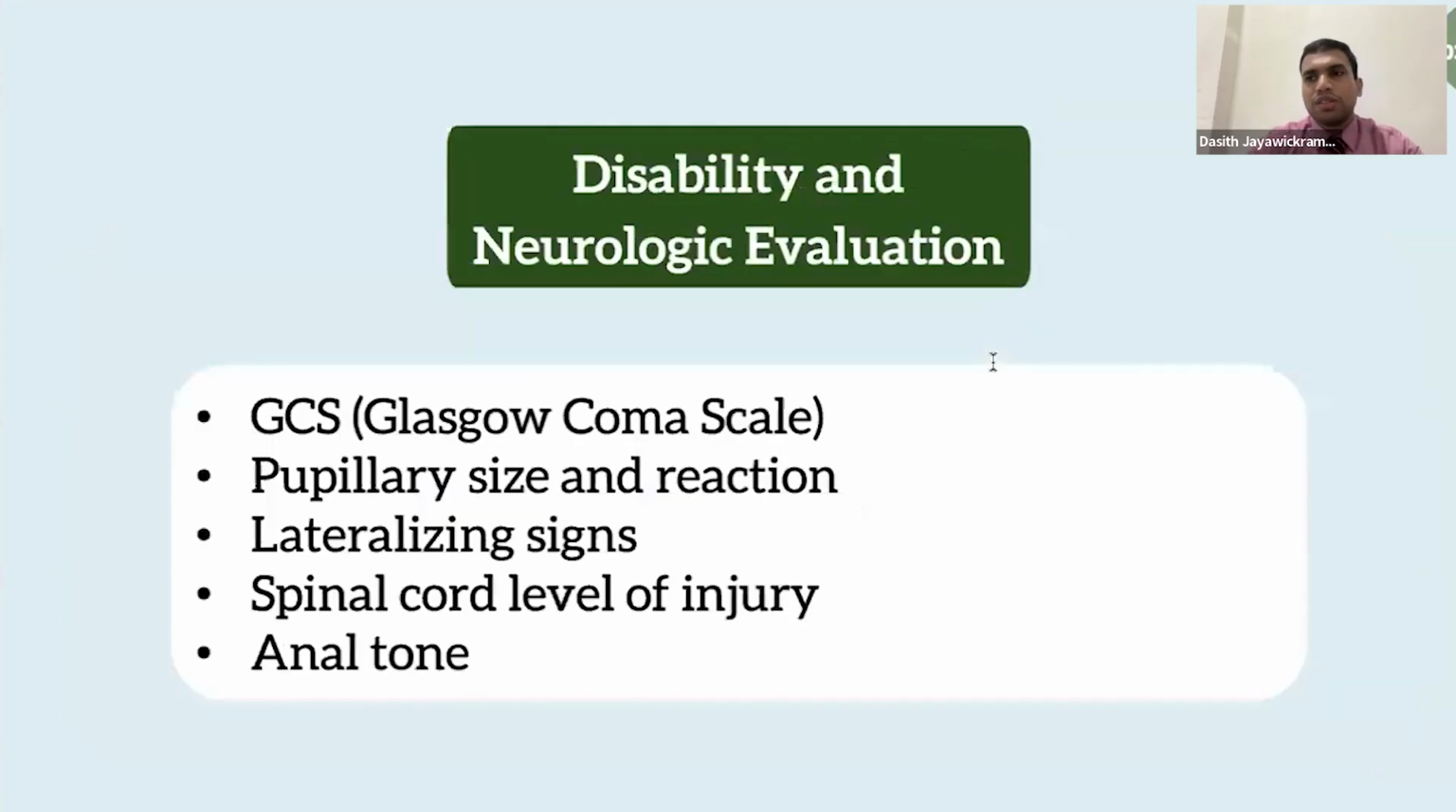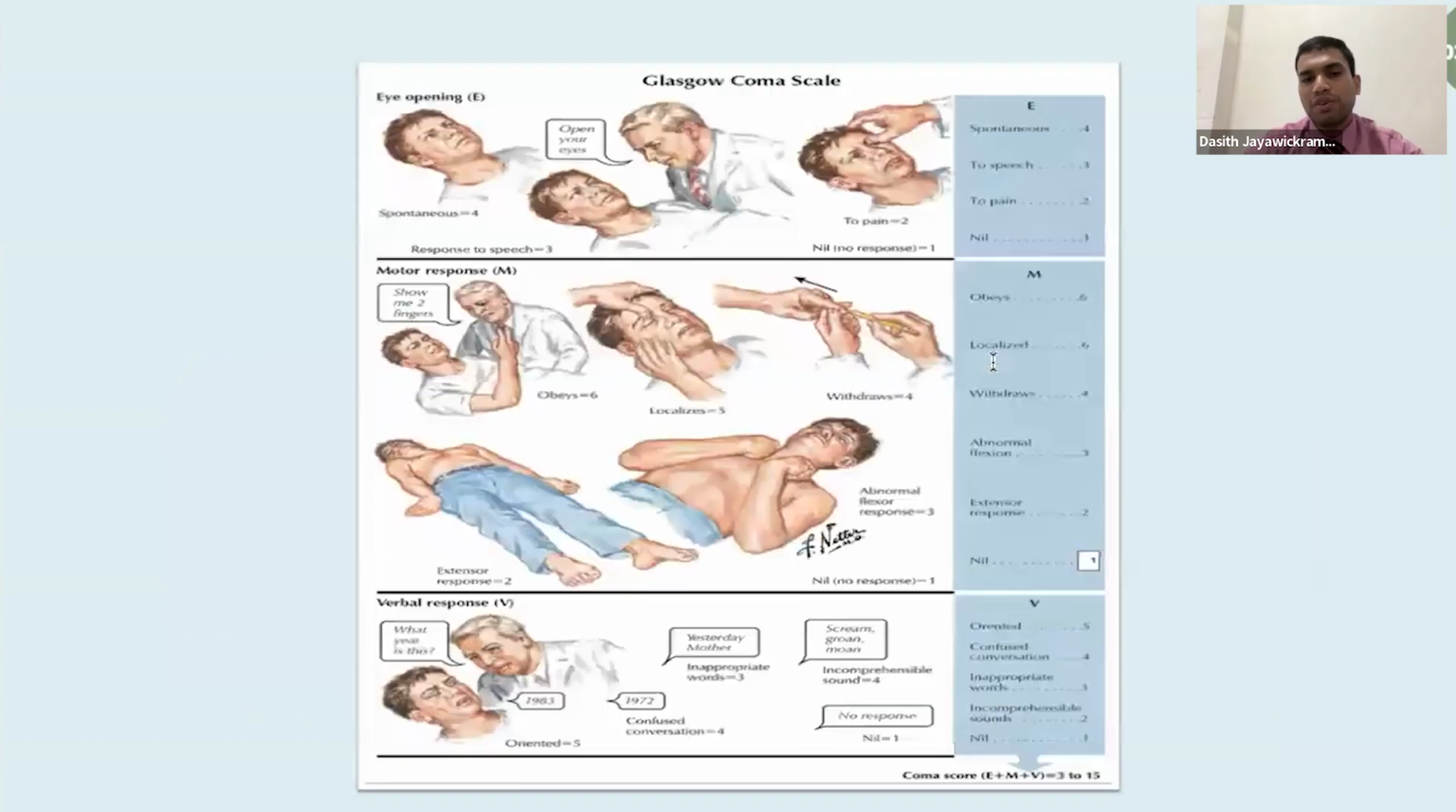Okay. Imagine now we have gone through the C also. There's no problem in C also. The patient is completely fine. Then we go to the disability and neurological evaluation, the D part of the ABCD. We assess the patient's Glasgow Coma Scale, pupil size and reaction. We look for lateralizing signs, spinal cord level of injury, and the anal tone. We also have to check the spine for palpable fractures and tenderness. Those are the few things that we have to check in disability and neurological evaluation.